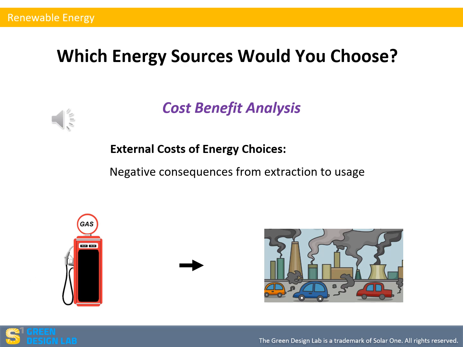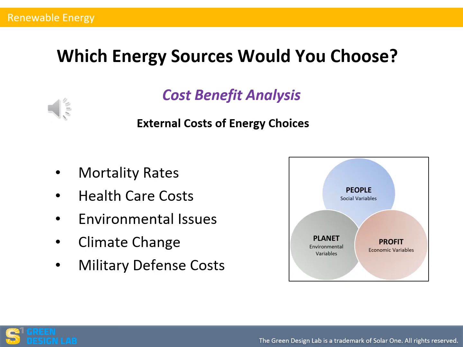For example, when we put gas in the car, we pay money for the internal cost of the gasoline, but the external cost of the emissions from your car affecting the air quality and people's health is a consequence that all of society pays for. There are many external costs we don't consider.